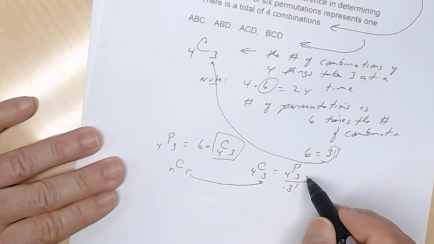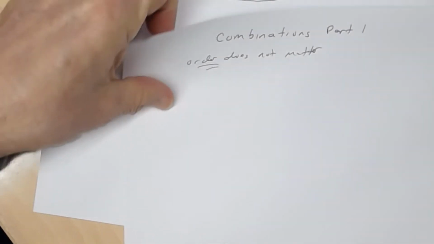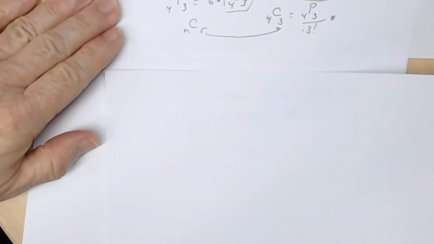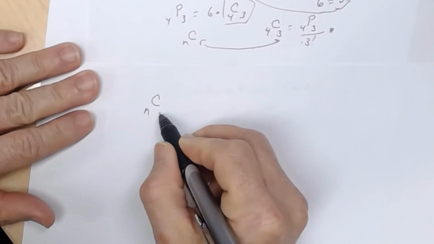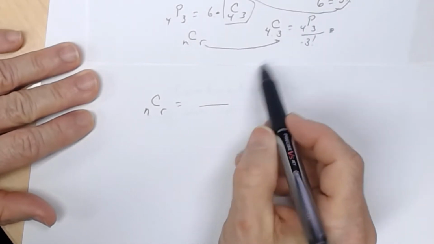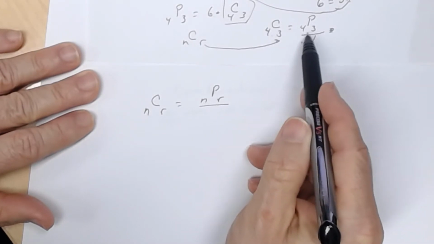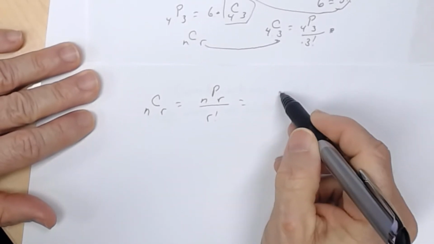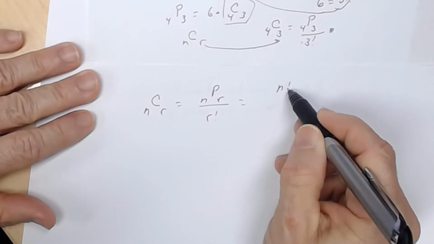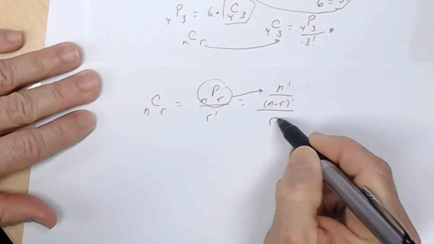So based on this, I'm getting to the formula. This whole thing is trying to get you to the formula. So right here, the number of combinations of n items taken R at a time will equal the number of permutations of n items taken R at a time divided by R factorial. So that's going to be n factorial divided by n minus R factorial, divided by R factorial.